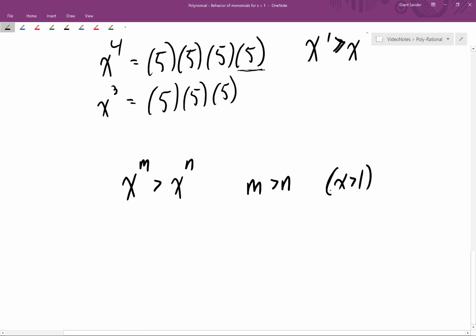So anytime we have x greater than 1, if we make our exponent larger, our actual term's value will get larger as well. This is true because whenever we multiply by a number greater than 1, it produces a larger value. So having a larger exponent results in a larger value.